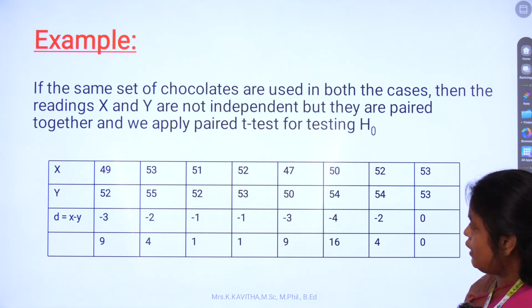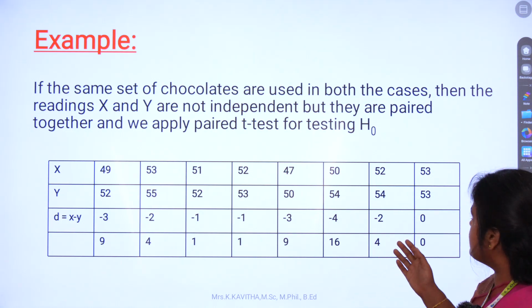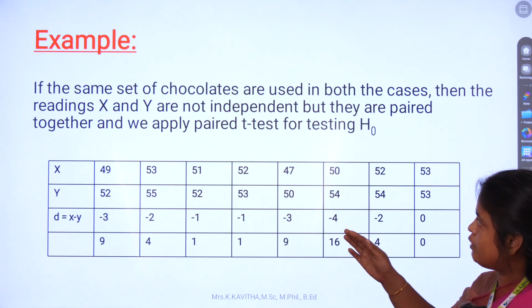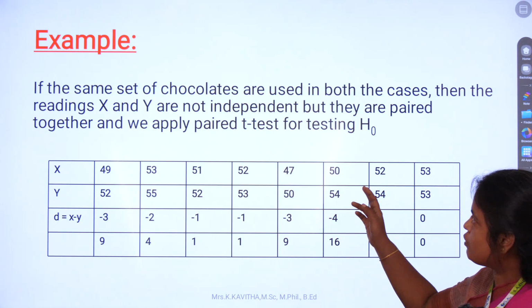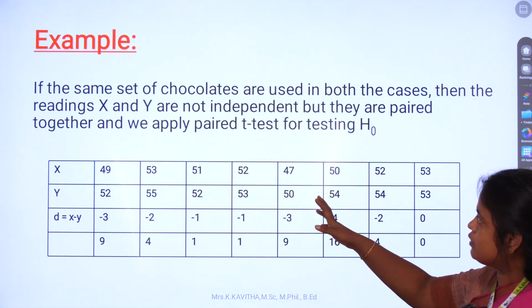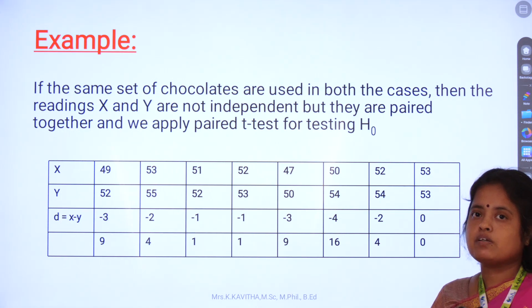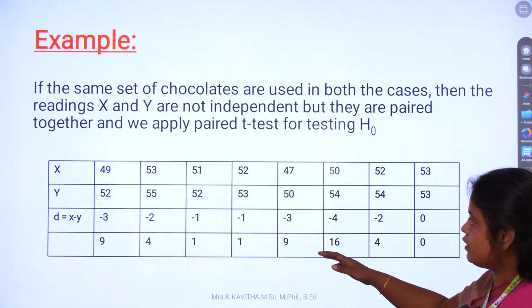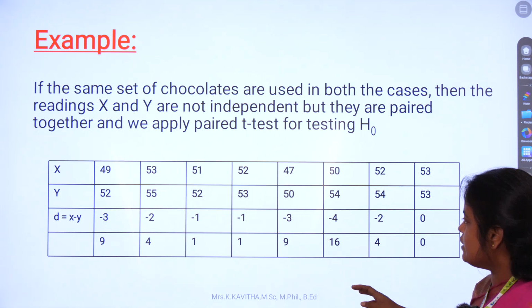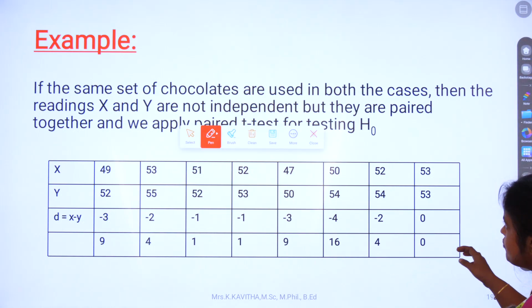Paired t-test is applied for the same set of products before and after the testing. If the same set of chocolates are used in both the cases, then the readings x and y are not independent but they are paired together, and we have to apply the paired t-test. Here the data are given: x, y, the difference between x and y, and the d square values.